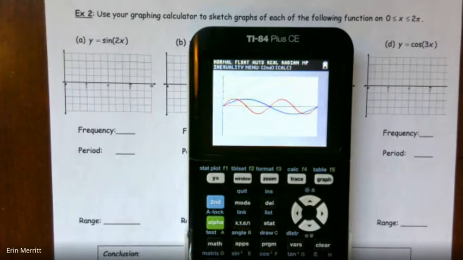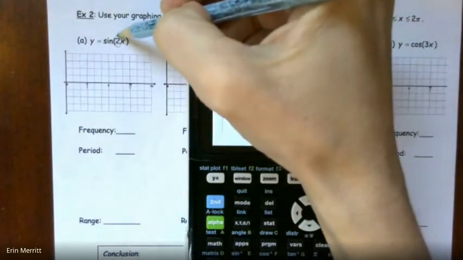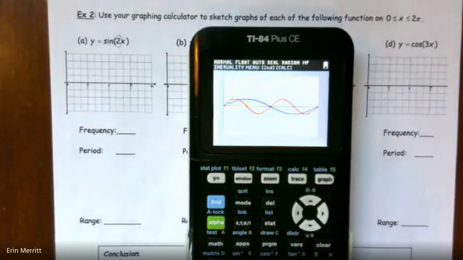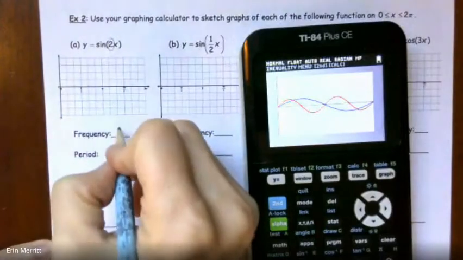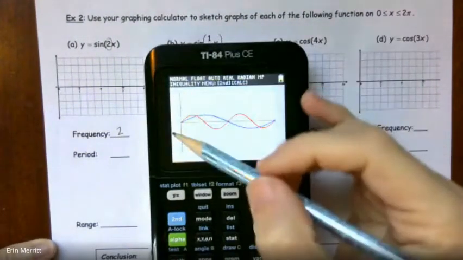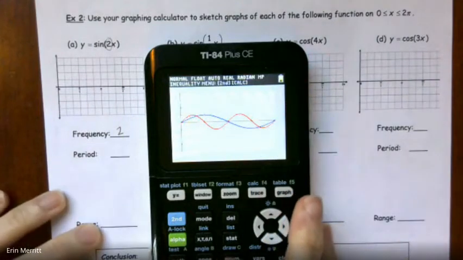So the height is not changing, meaning the amplitude doesn't change. But what's changing is that number in front of x. And so that number in front of x, remember that's your b value or your frequency. So the frequency is 2. And when you look at it on the graph, you should be seeing 2 full sine curves there. So let's do our best to sketch that.